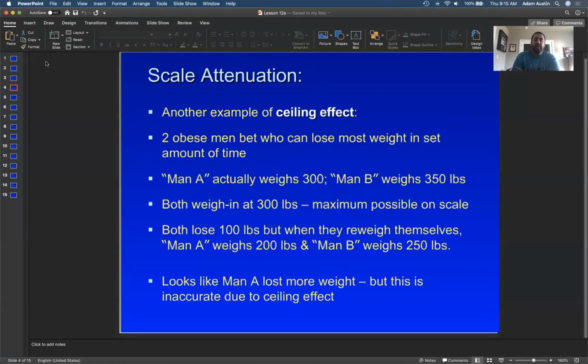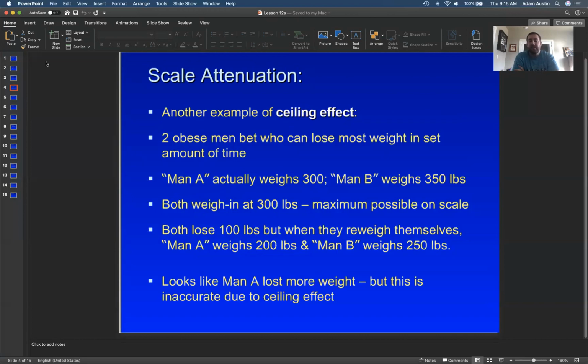So another example of ceiling effects here: two obese men bet who can lose the most weight in a set amount of time. Man A actually weighs 300, man B weighs 350. Both weigh in at 300 pounds, the maximum possible on a scale. Both lose 100 pounds, but when they reweigh themselves, man A weighs 200, man B weighs 250. Looks like man A lost more weight, but this is inaccurate due to the ceiling effect.